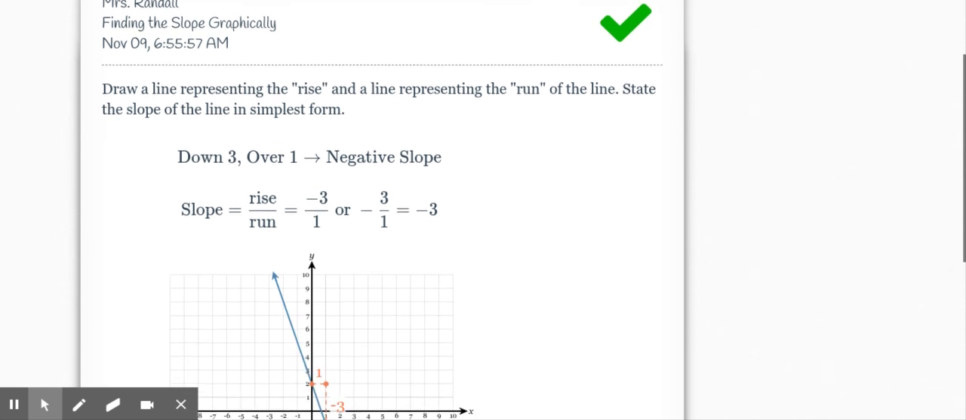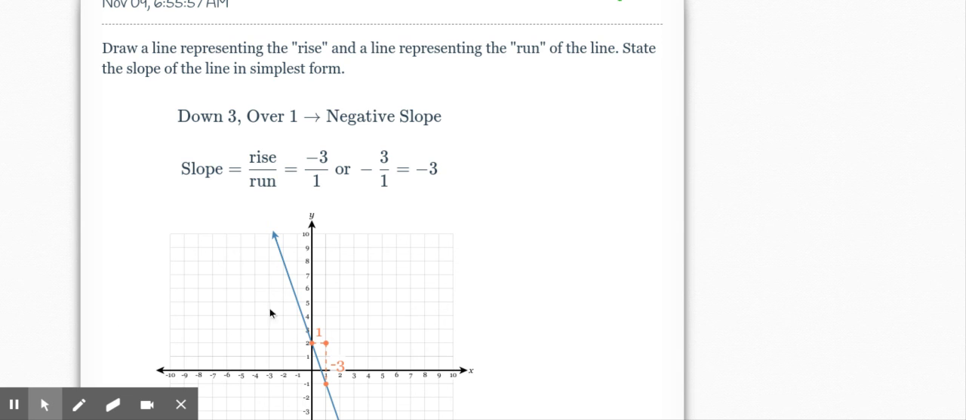So that's just a couple examples for you guys. Hopefully that helps with your assignment for today.